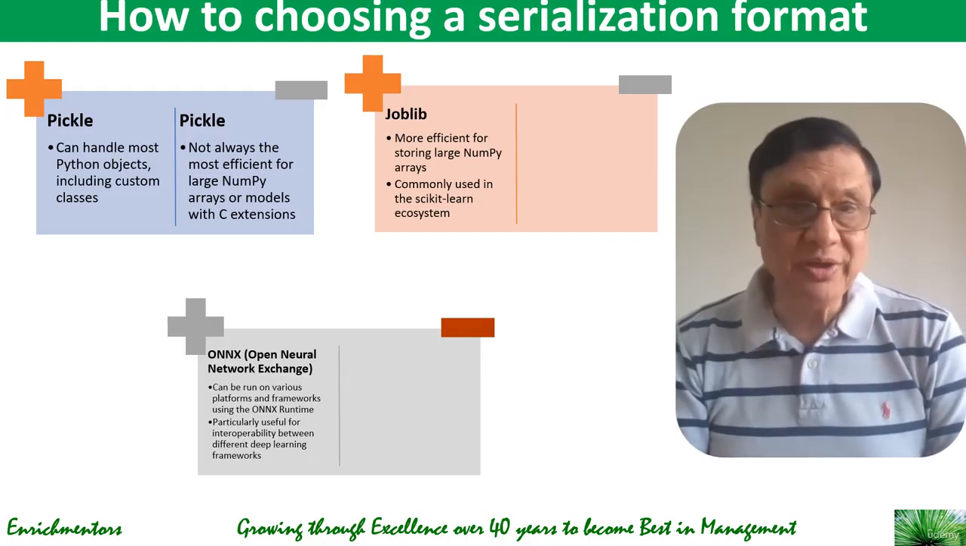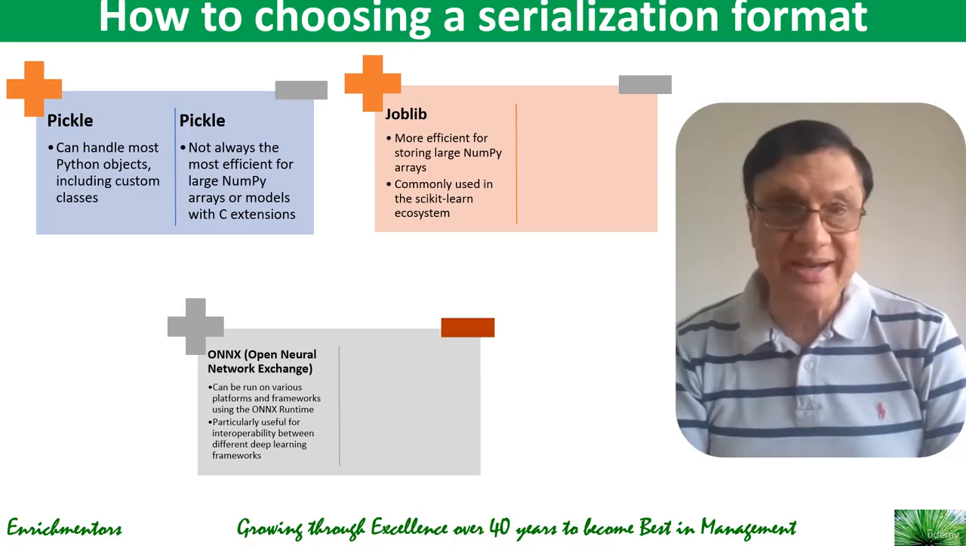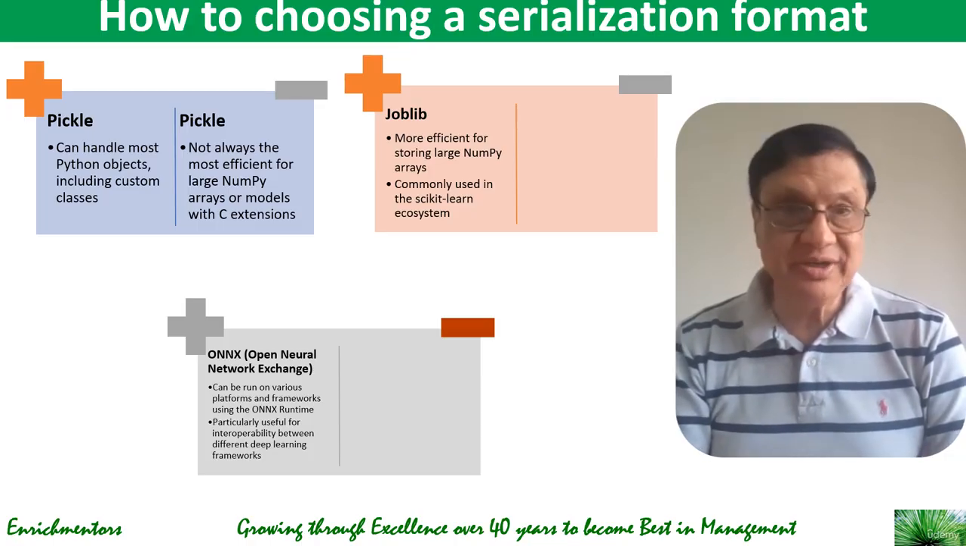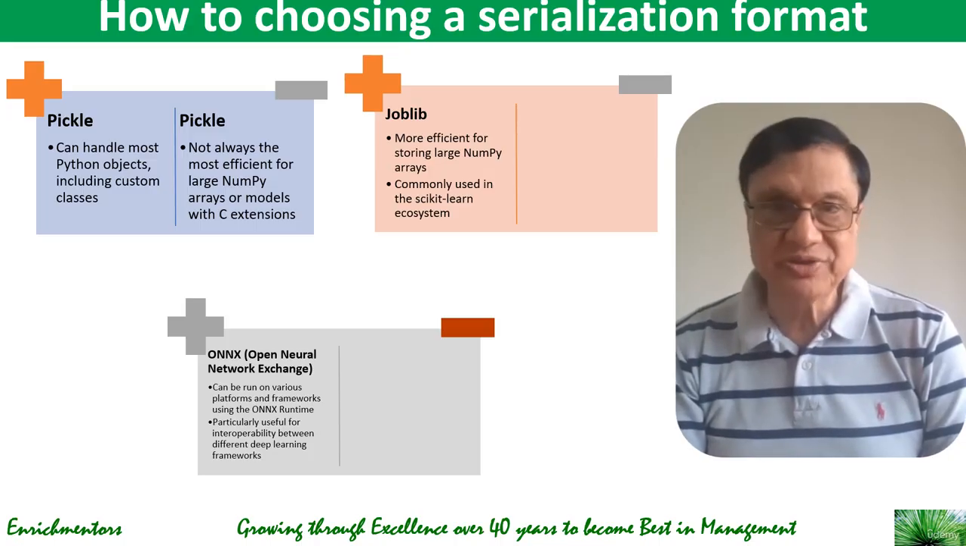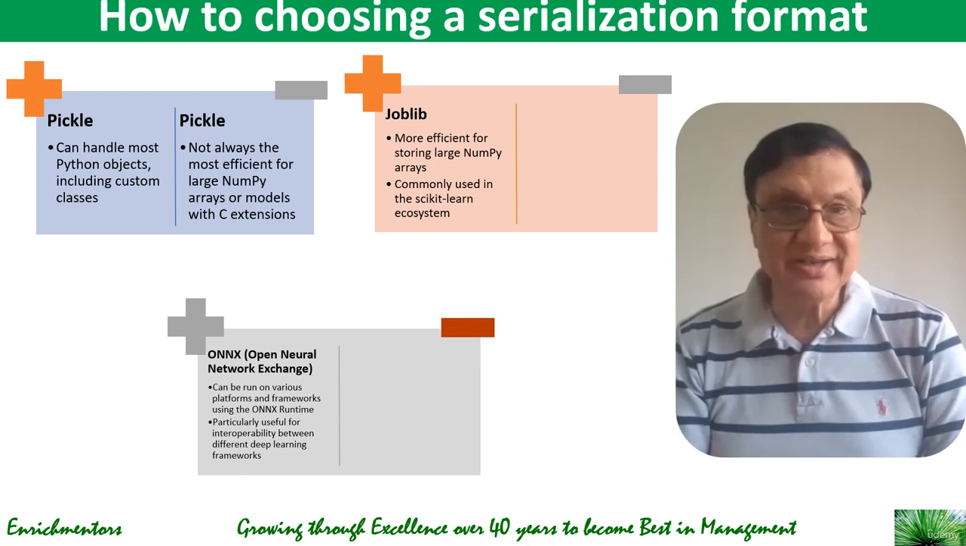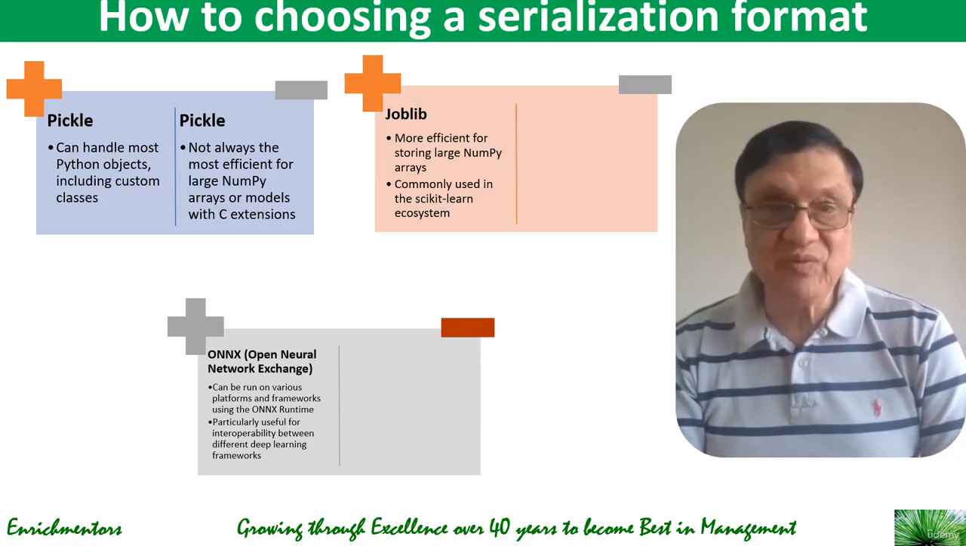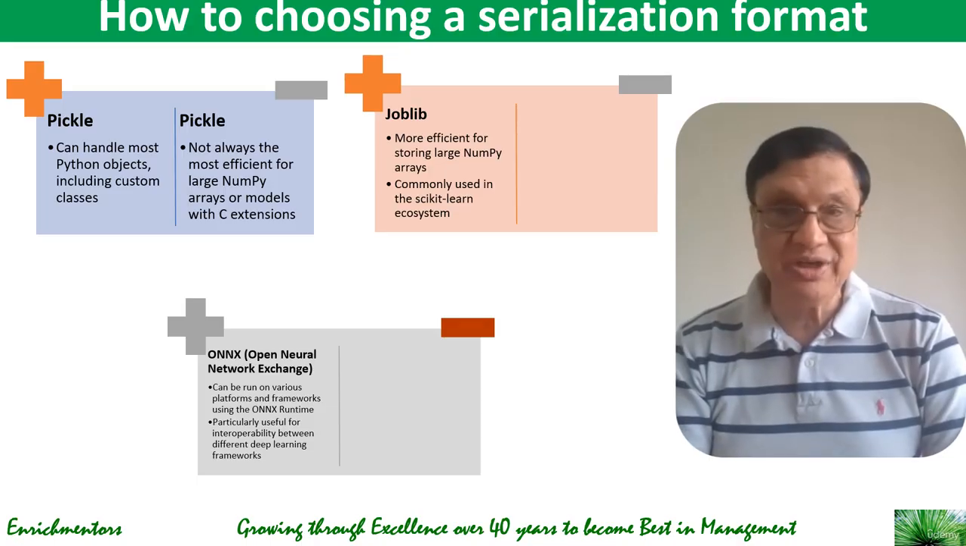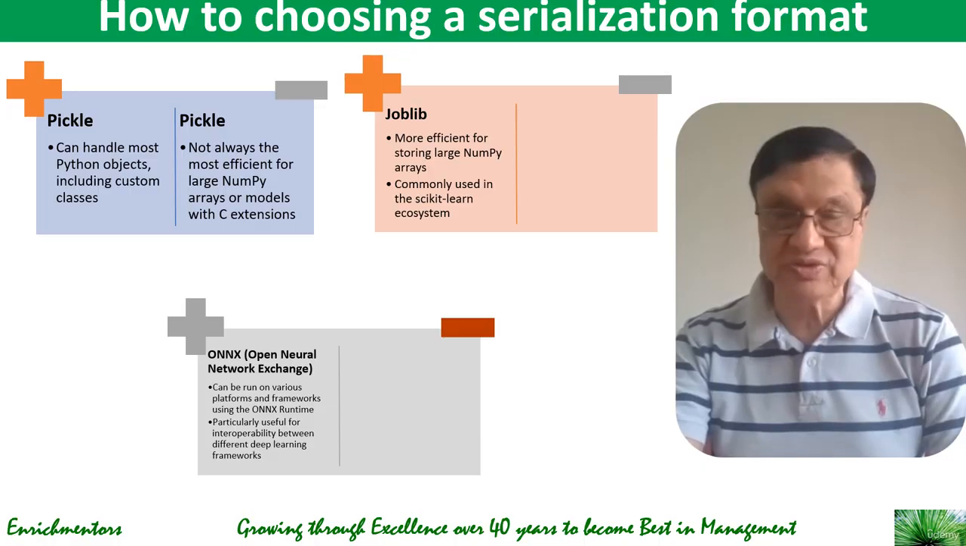Then the Open Neural Network Exchange (ONNX) is an open format for representing deep learning models. An ONNX model can be run on various platforms and frameworks using the ONNX runtime. ONNX is particularly useful for interoperability between different deep learning frameworks. So those are the pros and cons of each of these. When choosing a serialization format, consider factors such as compatibility with your production environment, performance, and interoperability with other systems or frameworks.